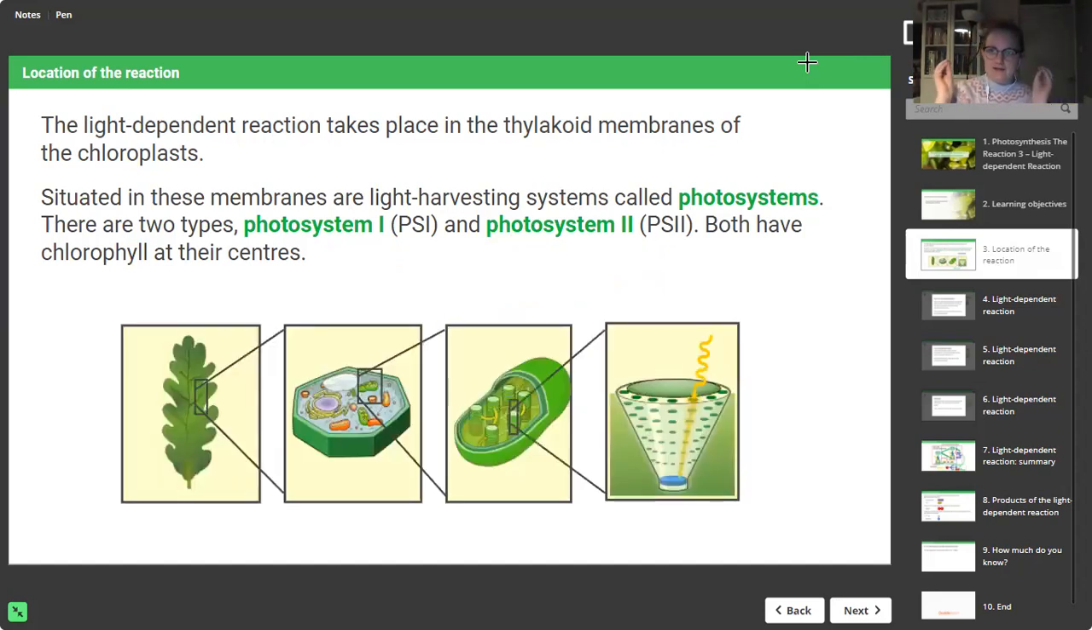So if we look into the leaf in a little bit more detail, photosynthesis is occurring inside the leaf, inside the chloroplast, inside the thylakoid membrane. And in this membrane, we have 2 light harvesting systems. We have photosystem 1 and we have photosystem 2. And they both have chlorophyll at their centres. So this is our photosystem here. Light hits it and the chlorophyll absorbs that light.